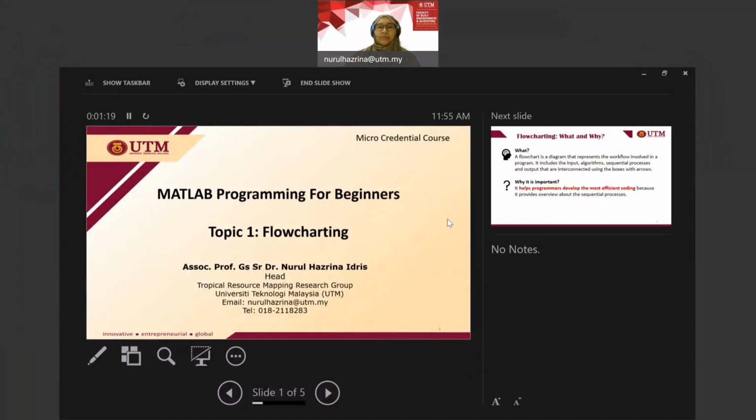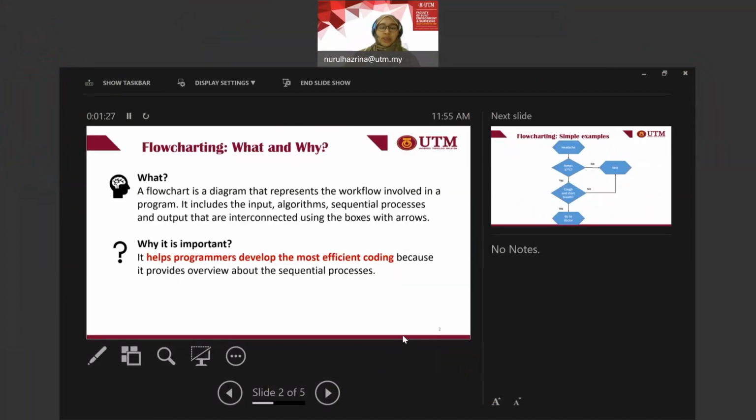In the first topic, we will talk about flow charting in programming. Flow charting, what and why? A flow chart is a diagram that represents the workflow involved in a program. It may include data, algorithms for mathematical calculations, sequential processes showing the step-by-step procedures, and the output. They are interconnected to each other using arrows.